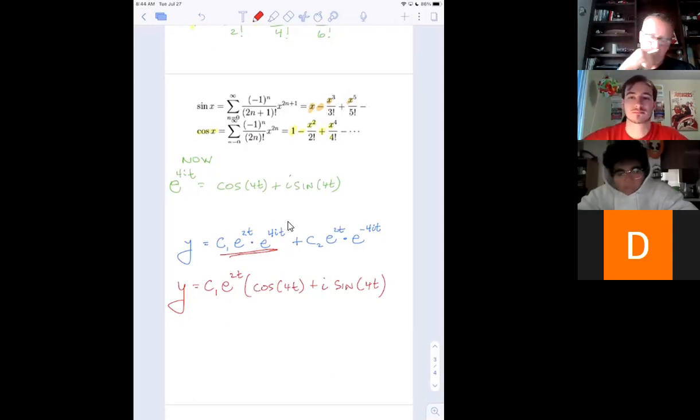Now, what about this one though? We never attacked the negative e to the negative 4it. Can we just flip the signs on cosine and sine? That's kind of what it feels like to me. Do you agree with that? In other words, cosine of negative something is just cosine. Yeah, and that's kind of interesting too.